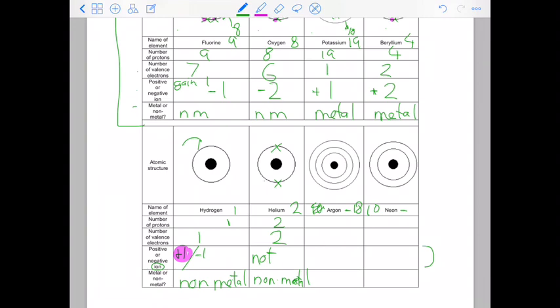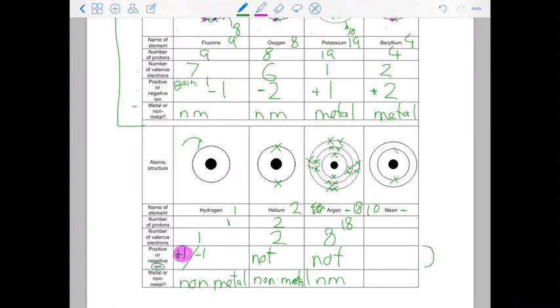So argon, we have 1, 2, 3, 4, 5, 6, 7, 8, 9, 10. That shell is full. 11, 12, 13, 14, 15, 16, 17, 18. So we have 18 protons. We have 8 valence electrons. So again, its outer shell is full. It's stable as it is. It doesn't need to gain or lose any, so it will not form an ion. And again, it is a non-metal because of where it is on the periodic table.